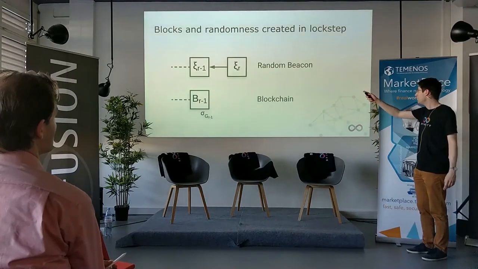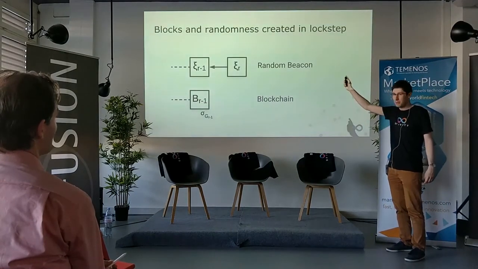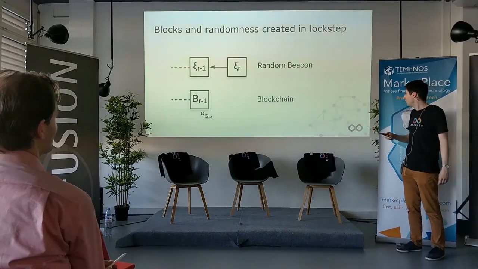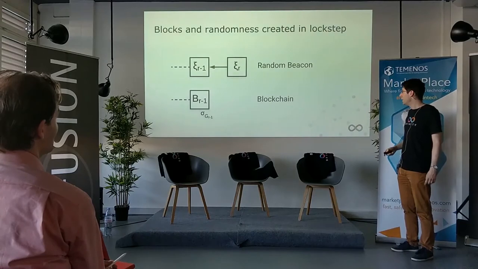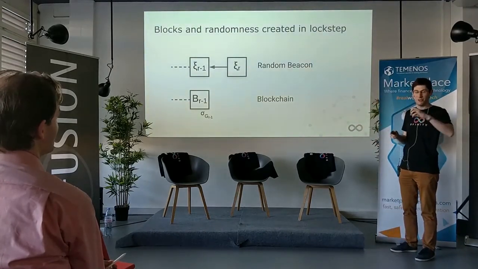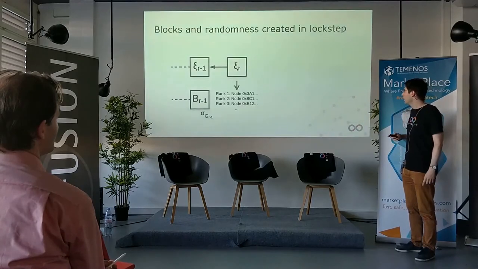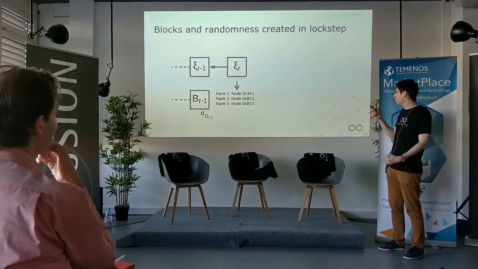We have two chains. We have the random beacon chain, denominated here by these Xi letters, and we have the blockchain with B, and R is the round. And this sigma there is the notarization on the block. And now we have the current output of the randomness.